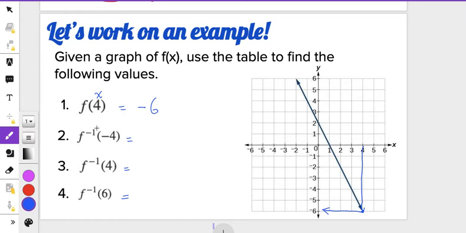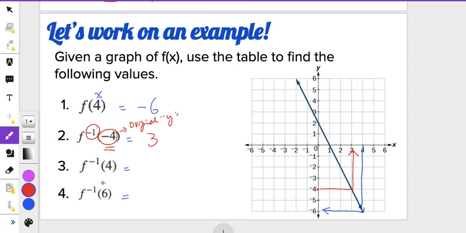For this one, again, whenever you see the inverse notation, that means the x and y are switched. So my original output is my new input. So this actually stands for the original y. This time we start with the y-axis. We look for the y here, -4, and then we match to the x value, where it intersects, which is 3. So this is 3.